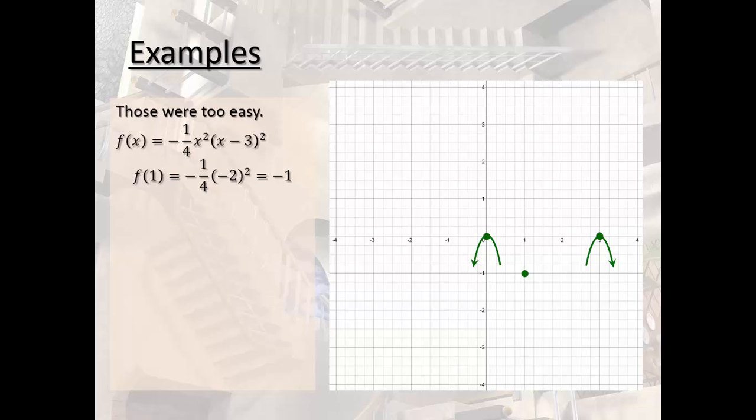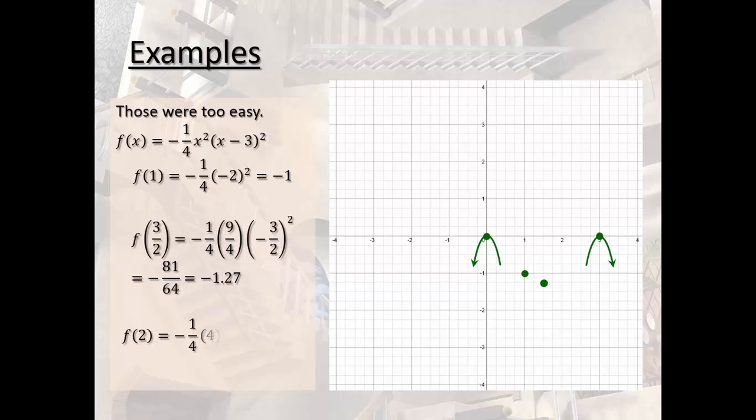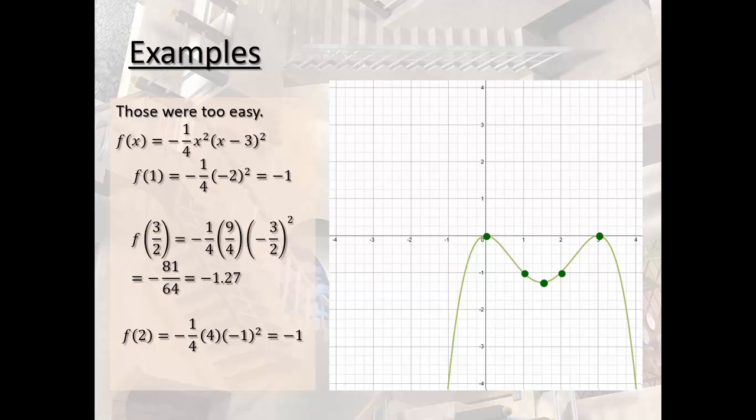All right, let's plug in 3/2. A bit nasty, but again, something we're completely capable of figuring out. Ends up being negative 1.27. And lastly, let's plug in 2. F of 2 gives us a negative 1 again. There's the symmetry I was talking about. So the graph is going to look like this. All right, so those are some good examples for you to kind of piece together everything that we've done in this section. Adios.